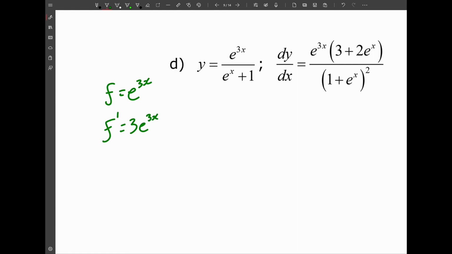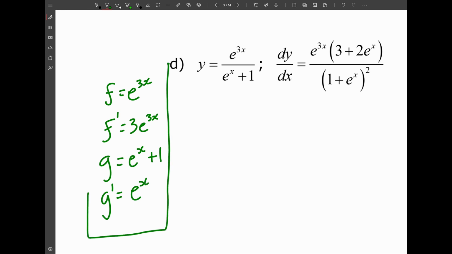f prime is 3e to the 3x, the derivative of e to the 3x. g is equal to e to the x plus 1. g prime then is just e to the x, because again, plus 1 is just a constant. Same kind of thing we've always been doing with derivatives.